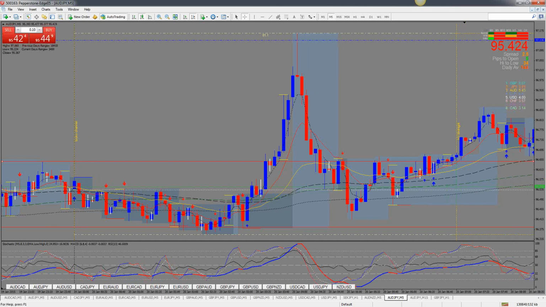Okay, now look at this one. What do you see? The stochastic cross coming off the 20. Yeah. The indicator is blue. RSI is above 50. And we are in line with the trend.